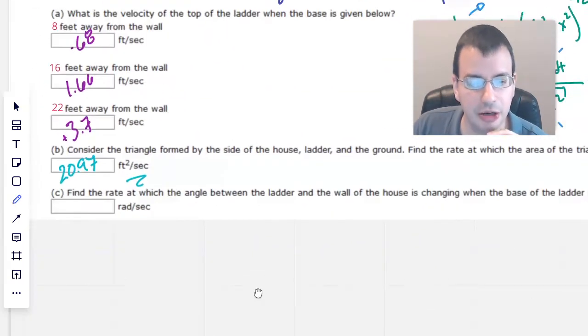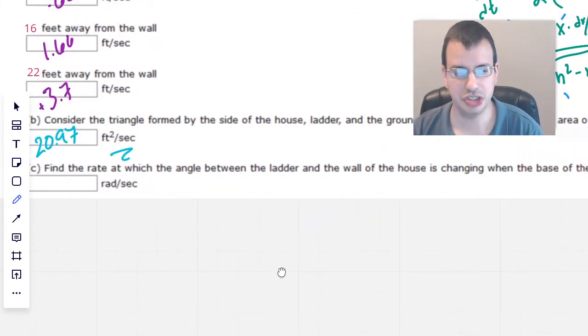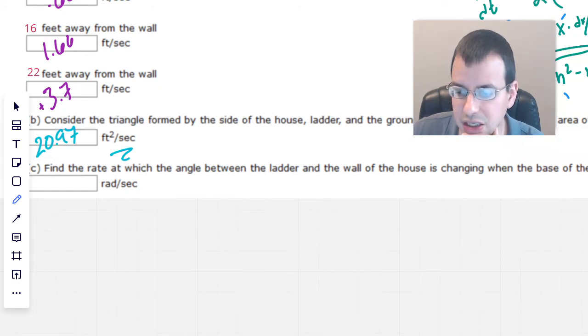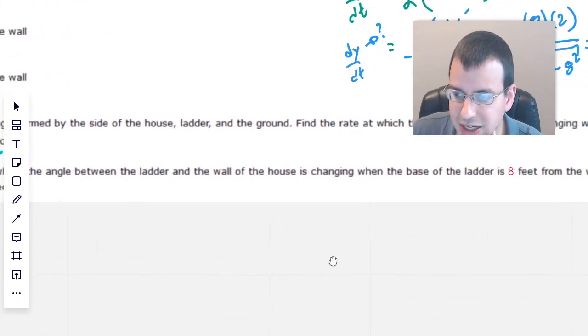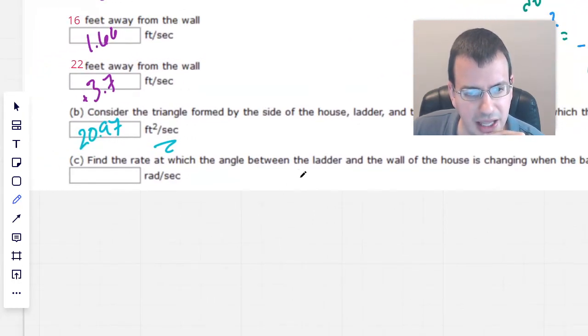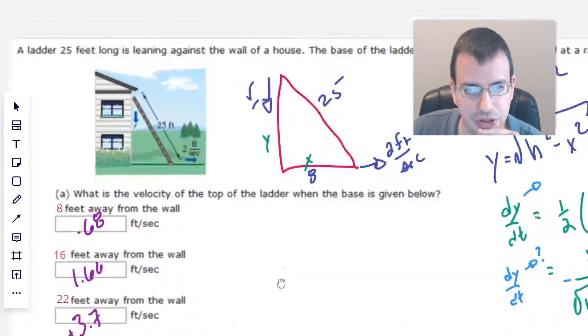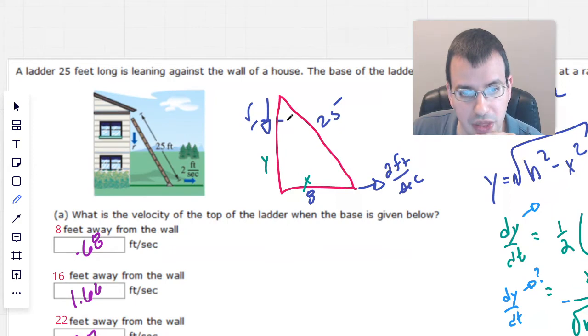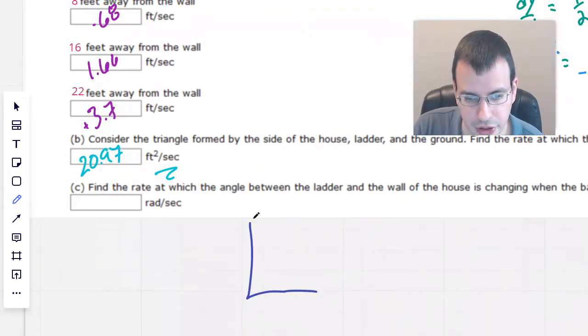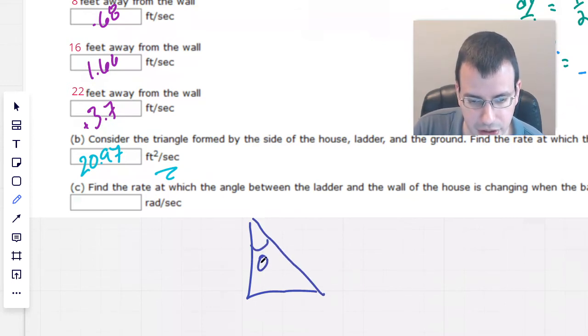Find the rate at which the angle between the ladder and the wall of the house is changing when the base of the ladder is 8 feet from the wall. Okay, so good, they gave us 8 feet again. Convenient. The angle between the ladder and the wall of the house. Ladder, wall, so this angle right there. Okay. So we have a triangle, like so.